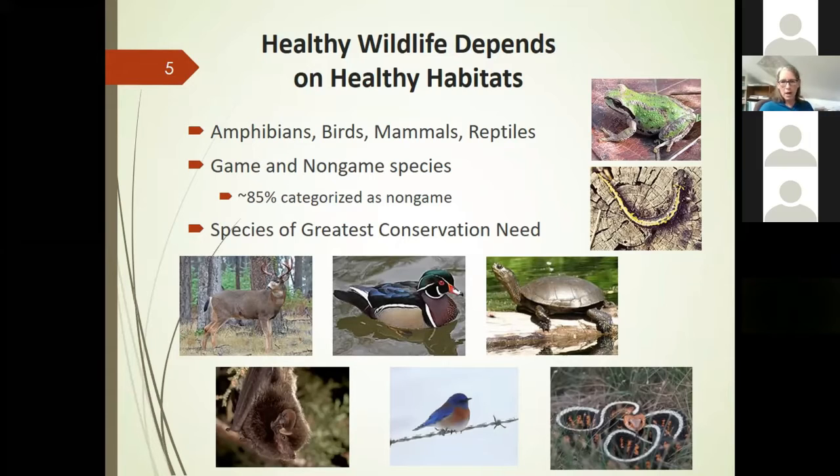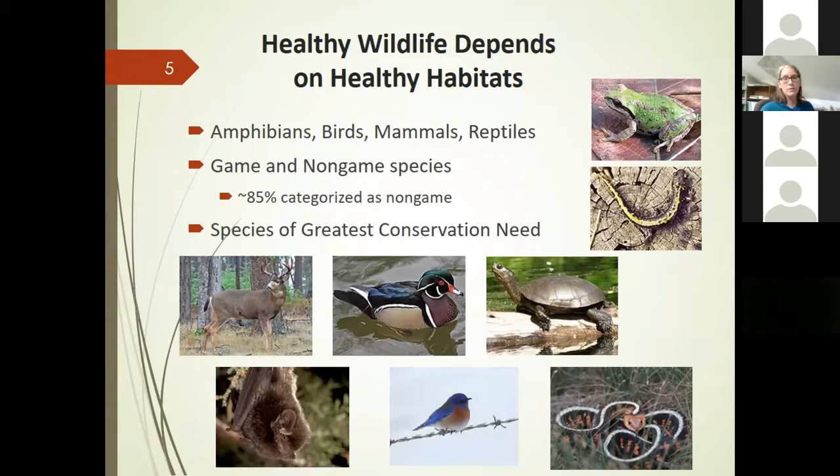Whether you're a hunter or not, there's so many reasons to value wildlife. But there is a subset of species, these species of greatest conservation need, which we're in particular concerned about because of their declining population trends. And some of those are already listed, but the goal is to prevent them from not being listed. It's a lot better to do preventative medicine, so to speak.